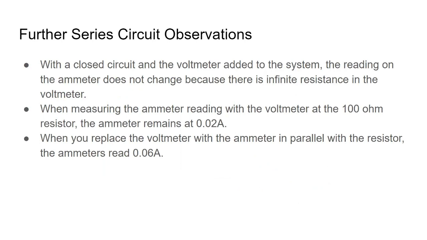And further series circuit observations. With a closed circuit and the voltmeter added to the system, the reading on the ammeter does not change. That is because in our simulation with this computer program, there's technically infinite resistance in our voltmeter. And when measuring the ammeter reading with the voltmeter at the 100 ohm resistor, like done before, the ammeter remains at 0.02 amps. And then finally, if you replace the voltmeter with the ammeter in parallel with the resistor, rather than in series, you'll get a reading of 0.06 amps.